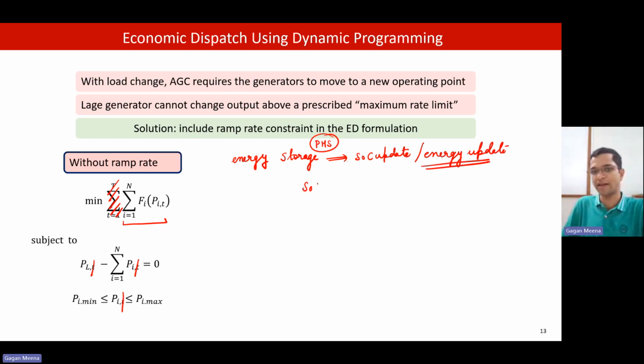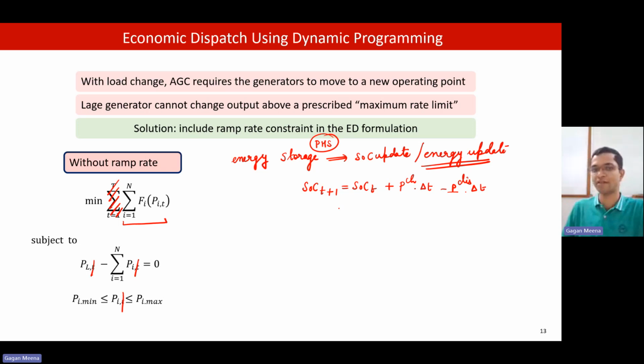So energy at t plus 1 is equal to energy at t plus some charging into delta t minus discharging into delta t, considering that efficiency is 100%. If efficiency is not 100%, then the efficiency term will also come into the picture.